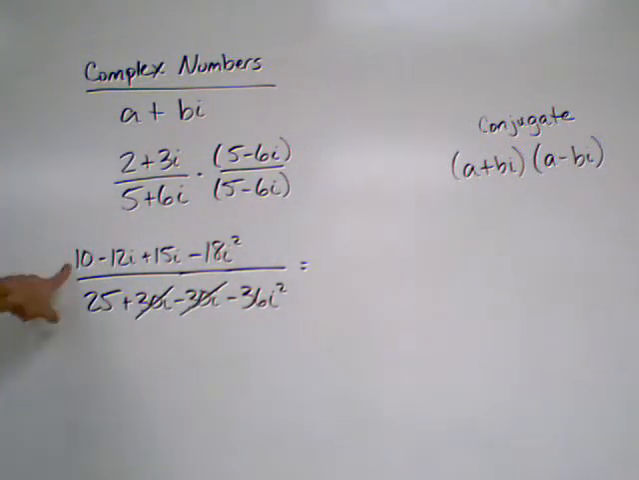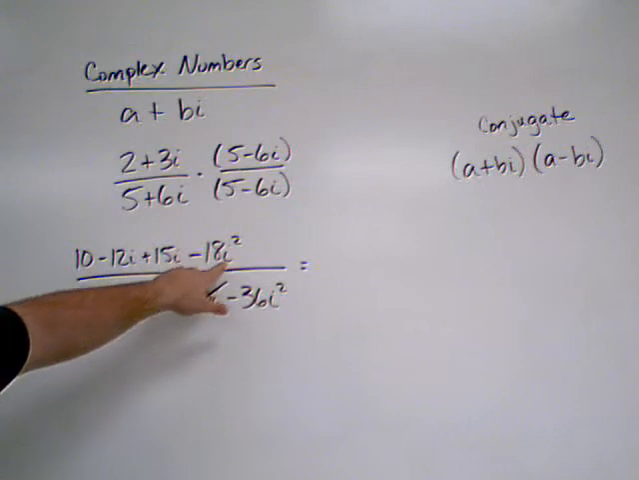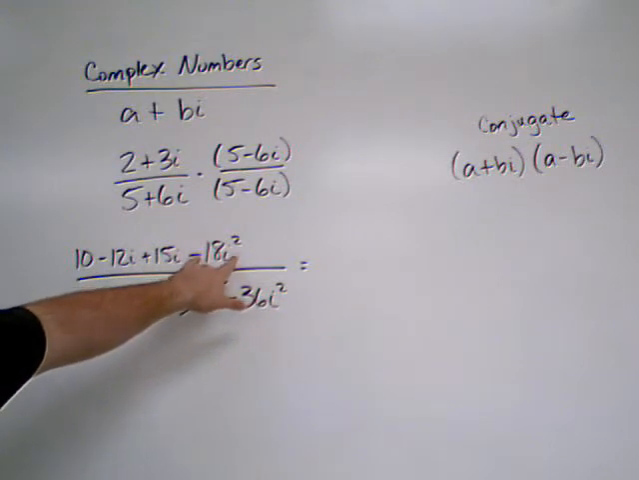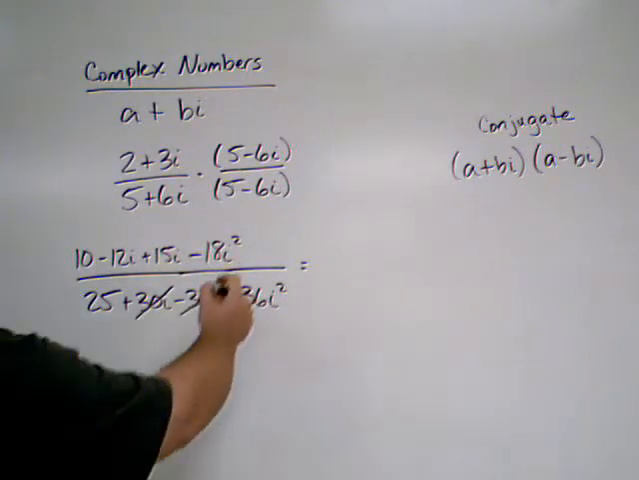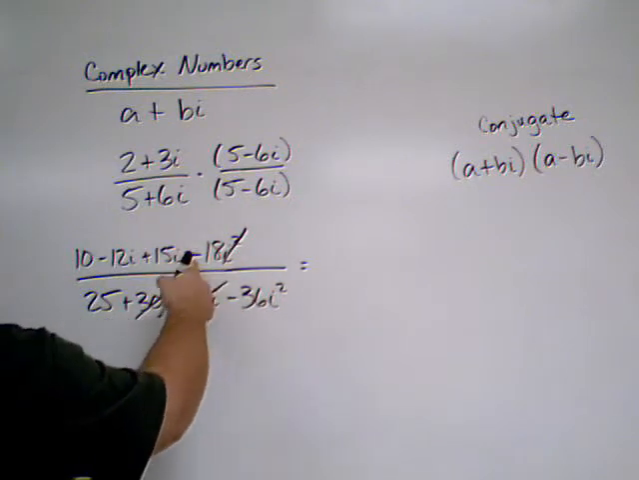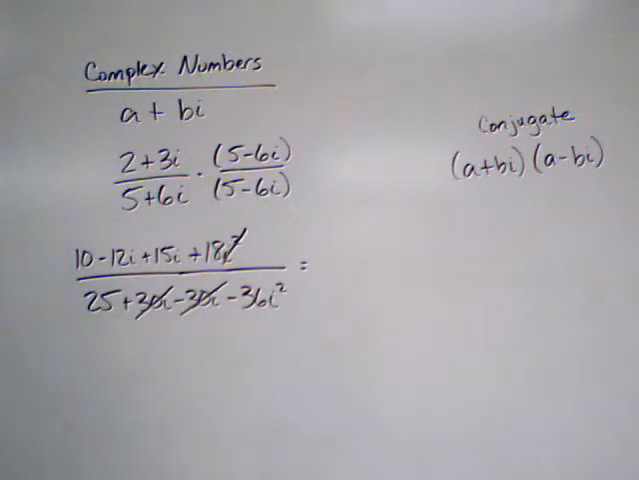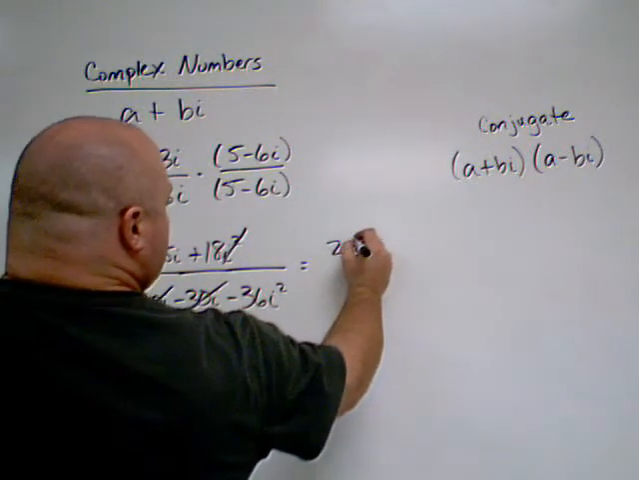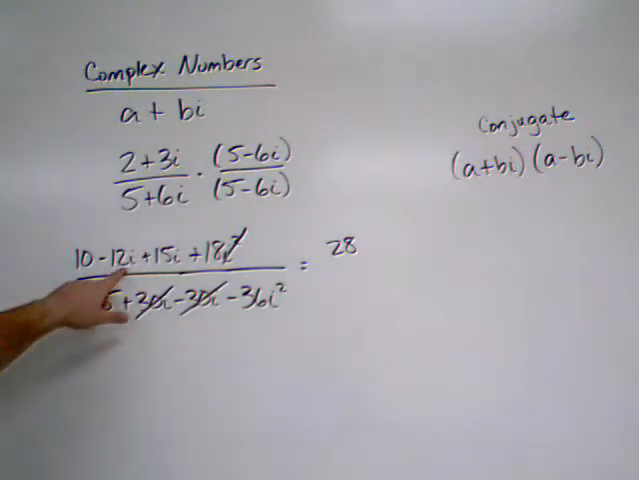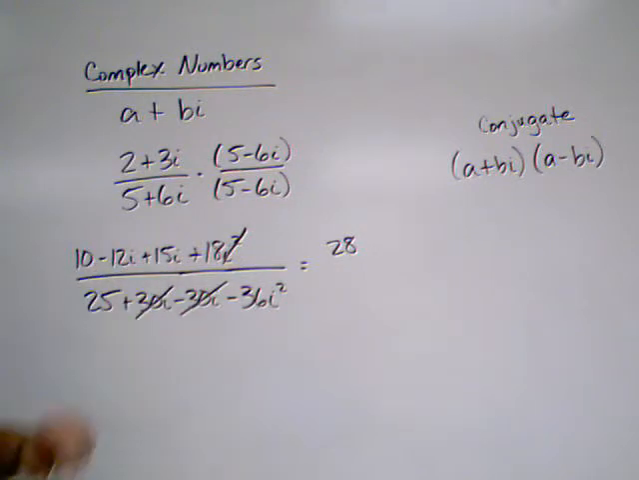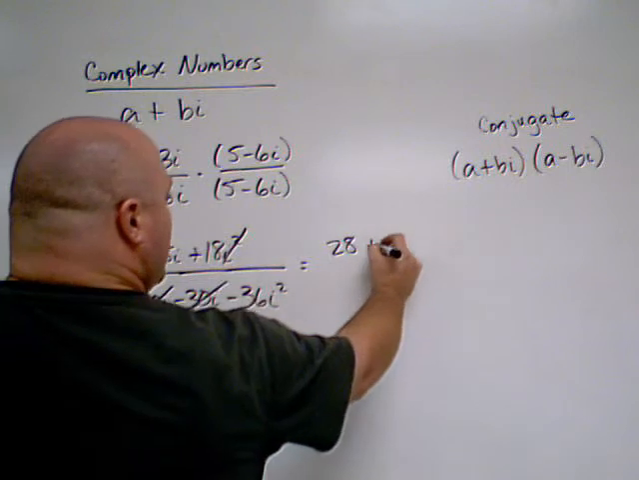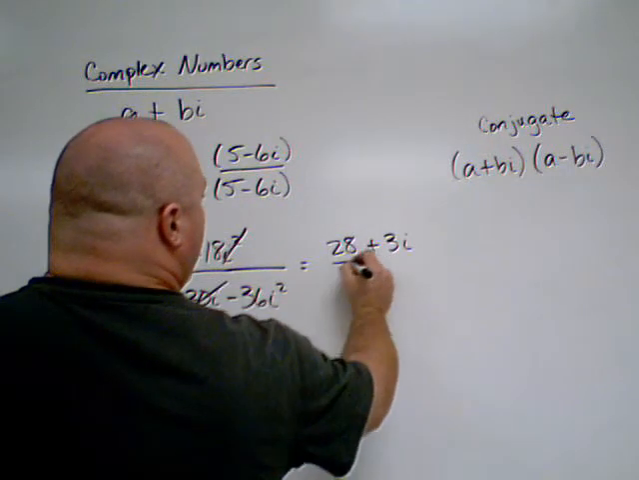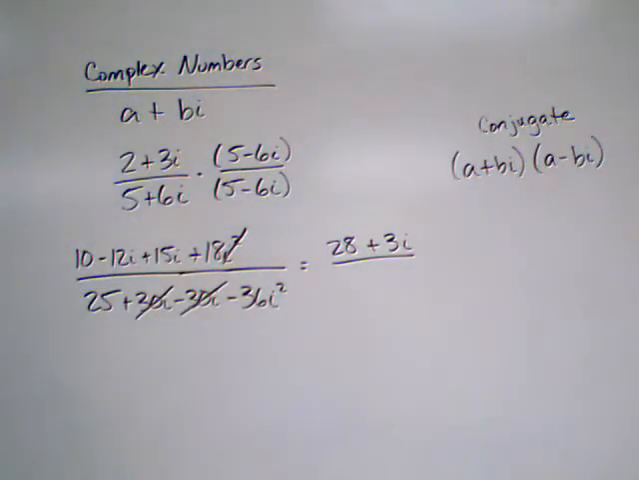So, we know that this basically becomes the negative version of our term here. So, the i squared cancels out and we change this sign to positive. So it's now 10 plus 18, gives us 28. And then we combine our like terms here. So negative 12i and 15i give us plus 3i. So our top is now simplified.